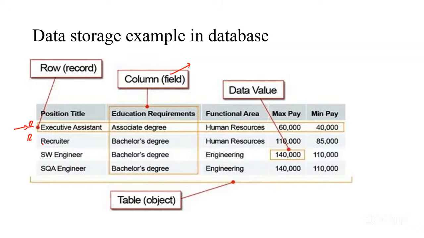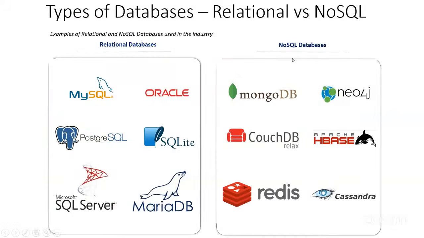Okay. Fine. Now we understood what is a database. We understood what is a schema. We understood one of the objects, called a table. Now, before entering into actual coding, we need to understand a few more things, like the different types of databases we have. One is called relational. One is called a NoSQL database.